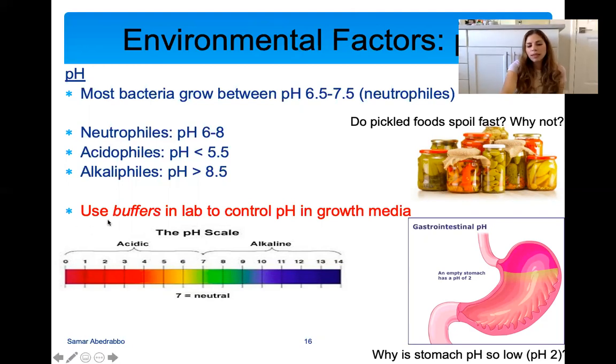So in lab, we use something called buffers to control pH. When you're growing bacteria in various media, whether that's agar or broth, we add buffers, which are just chemicals that try to keep the pH around 7.